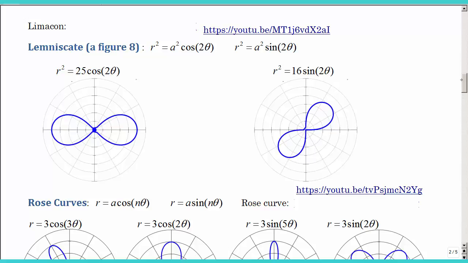The good news is they only look like two things. If it's cosine, then you're symmetric with respect to the x-axis. You take the square root of that number, and that's how big it is. Okay? If it's sine, it's always symmetric with respect to the 45-degree angle, or pi over 4. And again, you take the square root of that number, and that's how far you go out.